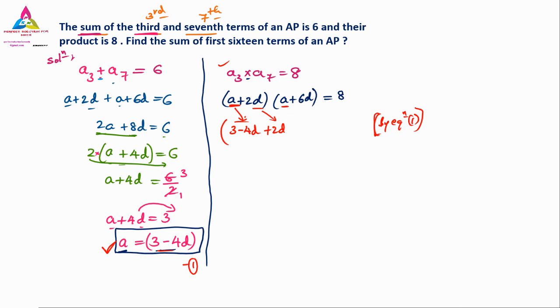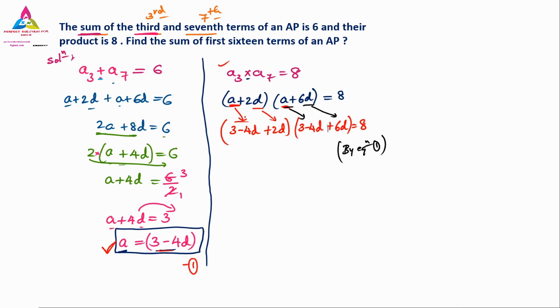Next, similarly we have to use A here. A means what? That is 3 minus 4D. 3 minus 4D plus 6D is equal to 8. This is the reason, so that we can write it below also, otherwise we will get confused. So I will write in black ink, by equation 1. So I have written it in a bracket down. Here you can see that the A value I have written as 3 minus 4D and 6D I have written as it is.